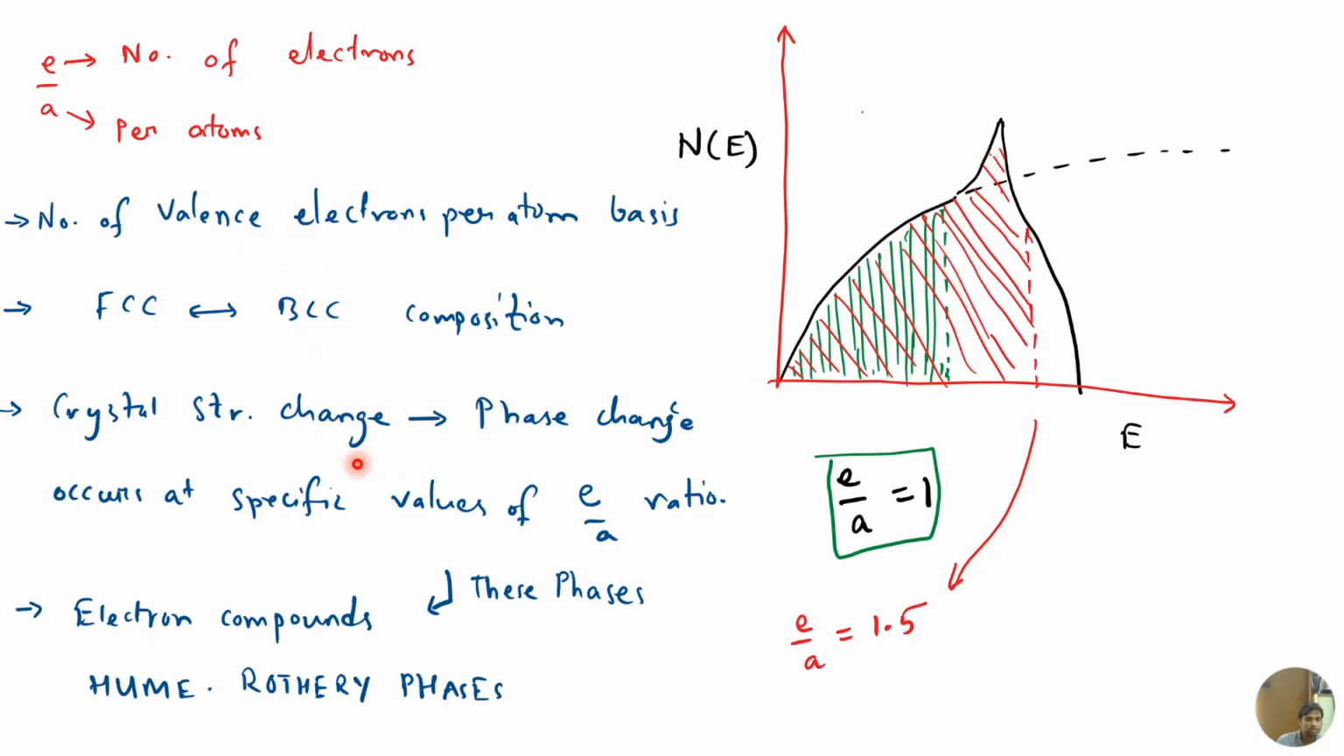So the crystal structure change or phase change occurs at specific values of this E by A ratio. The electronic structure in this material decides the phase, or the crystal structure, of the material. And because this electronic structure contributes to these crystal phases, these are called electron compounds, and these phases are also called Hume-Rothery phases.